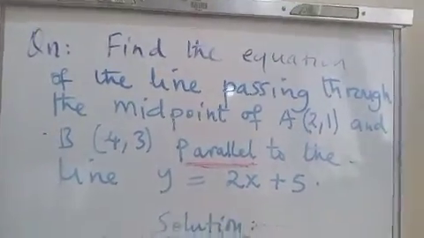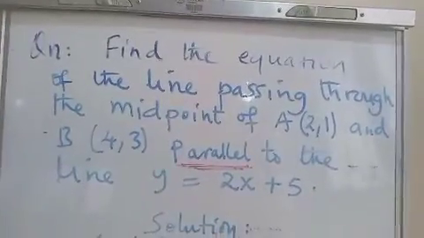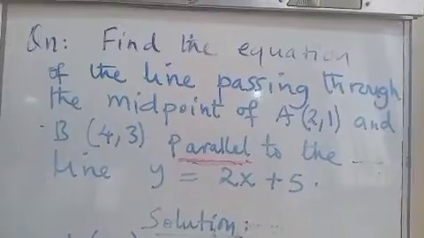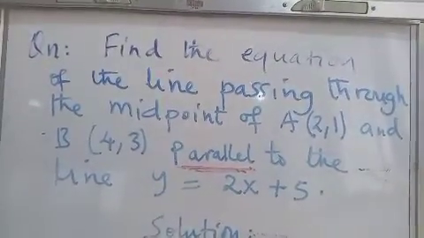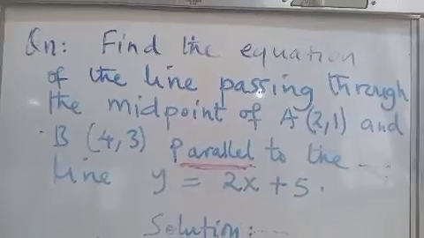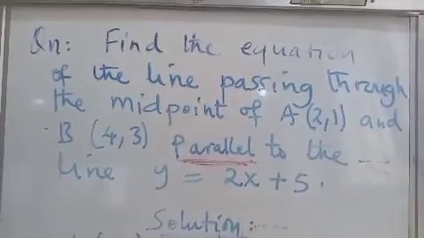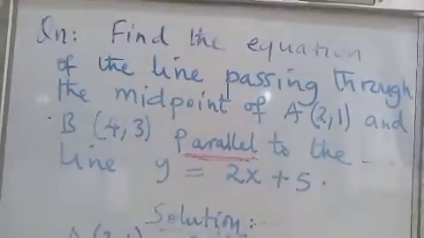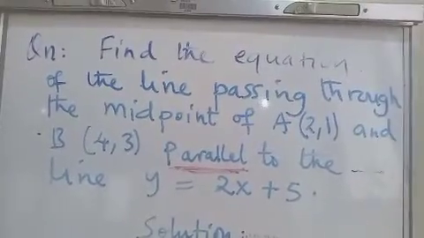Here we have the question which states: find the equation of the line passing through the midpoint of A, which is (2,1), and B, which is (4,3), parallel to the line y = 2x + 5. This question comes from the concept of coordinate geometry.